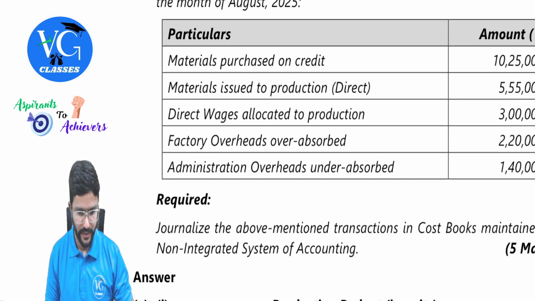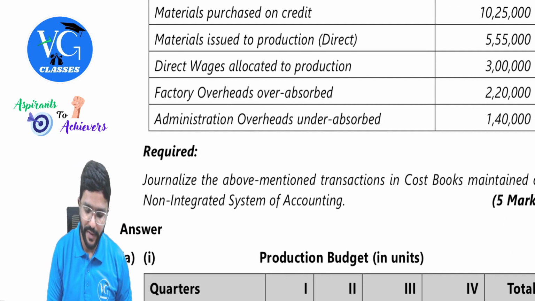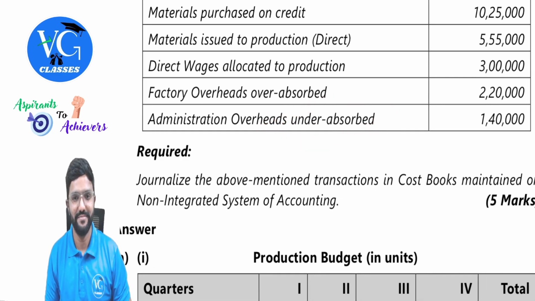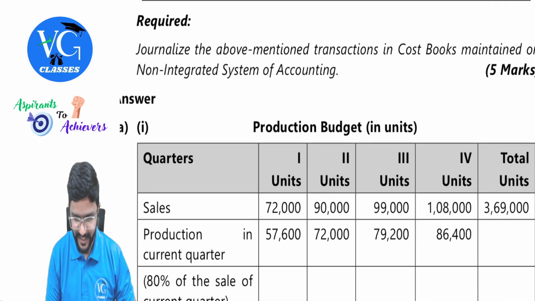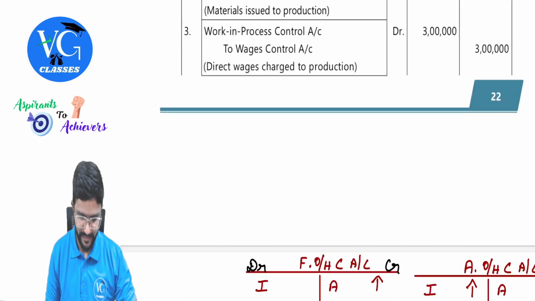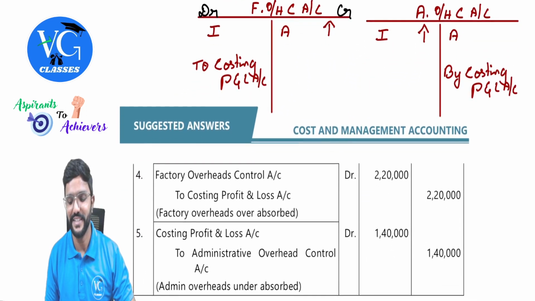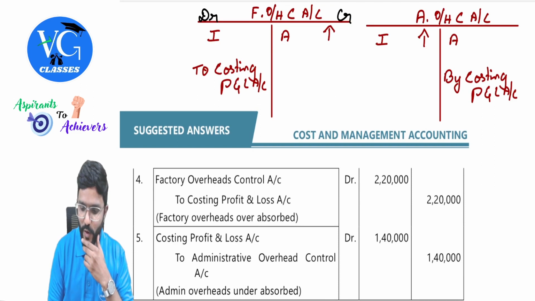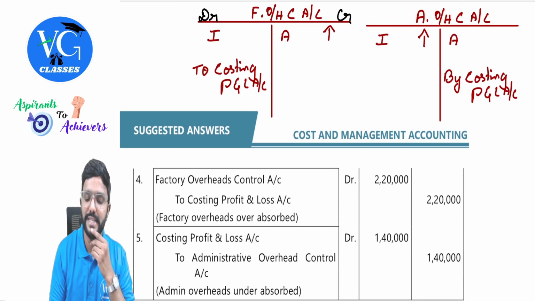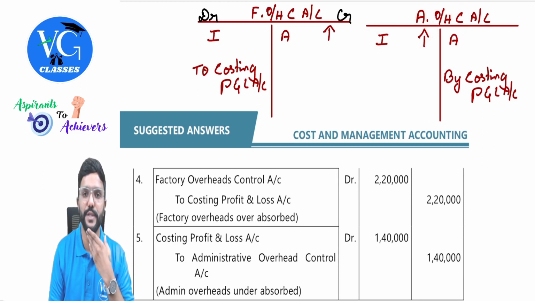Next, last one. Administrative overhead under absorbed. Reverse the entry, that's all. Under absorbed 1,40,000. But I will just explain also. Guys, if you understood conceptually, very easy. So administrative overhead control account: debit side would be incurred and credit side would be absorbed.